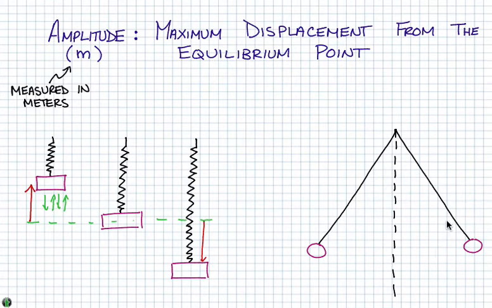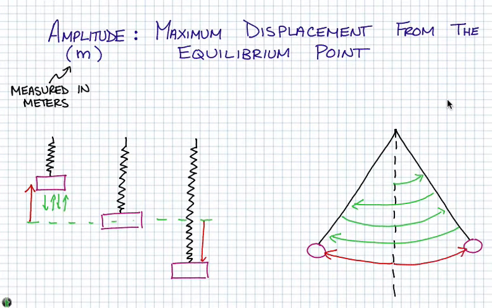If we take a look at the example of a pendulum, very similar. We have the equilibrium point right here. This is where this pendulum wants to be naturally. And if we were to pull it back and let go of it, let's say if we pulled it back here, as soon as we let go, it would swing over here to this point, at which point it would return back and forth. And what we'll be talking about here in each of these cases, the amplitude would be that maximum displacement in either direction from that equilibrium point. And again, these would be equal and opposite generally.